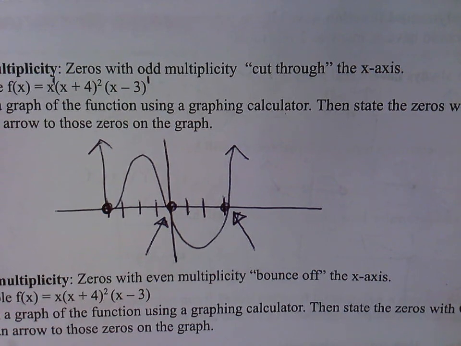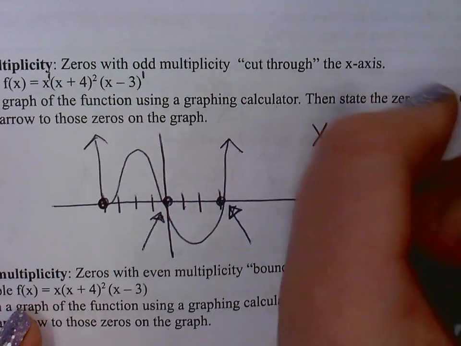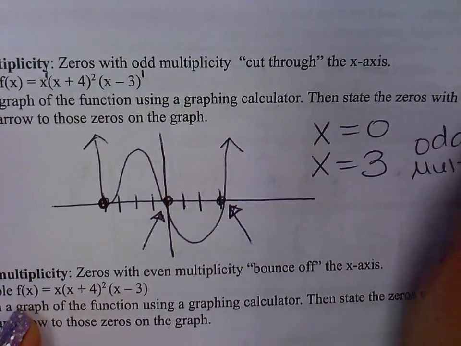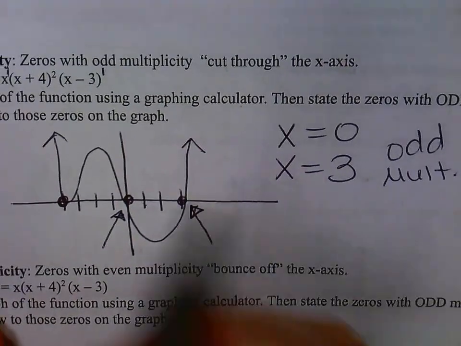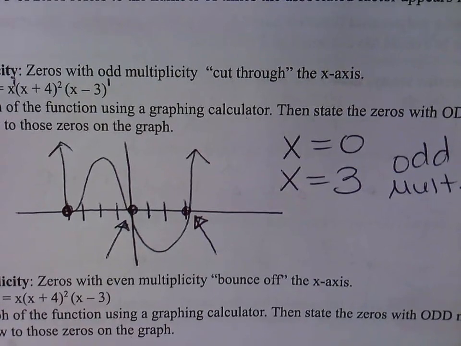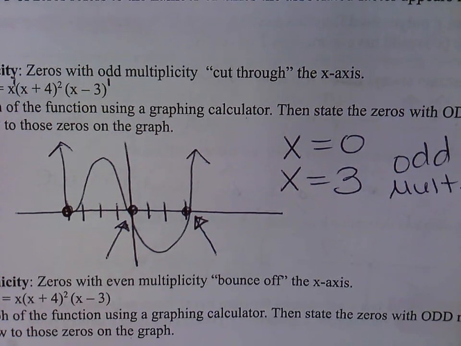So it says, let's take the zeros with odd multiplicity. X equals 0 and x equals 3 both have odd multiplicity. And I can see that from the original equation. X to the first power is odd. X minus 3 to the first power is odd. So this is a good review from graphing quadratics and x-intercepts and factoring. So you're going to write that at 0 and 3, we have odd multiplicity.